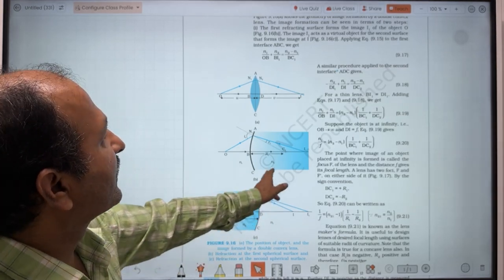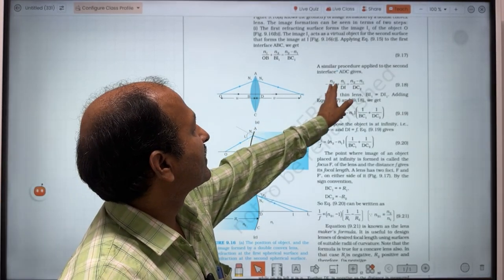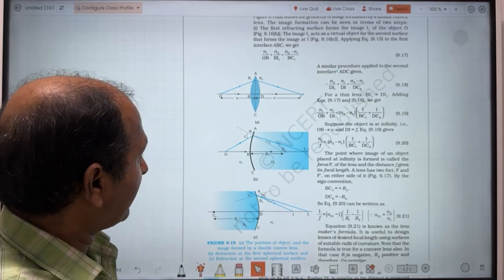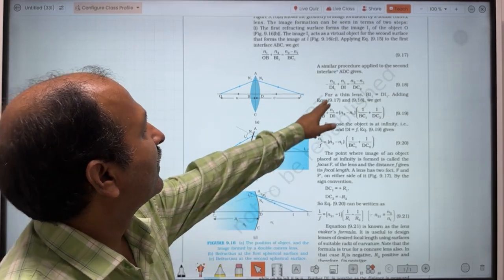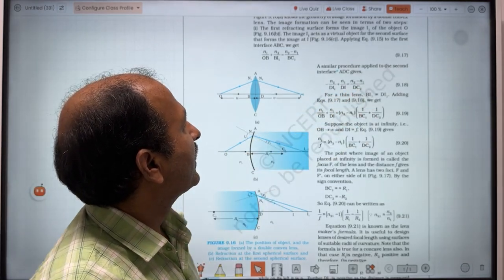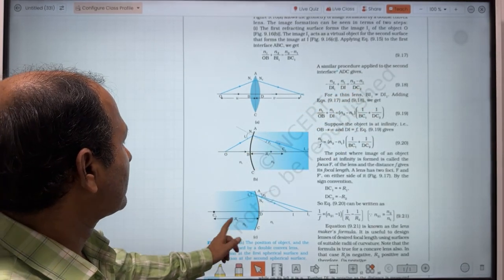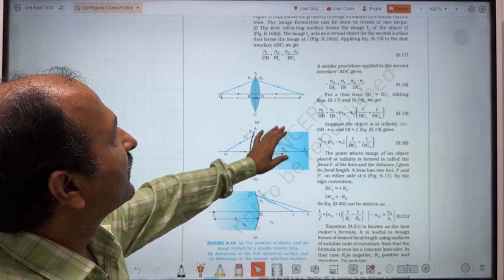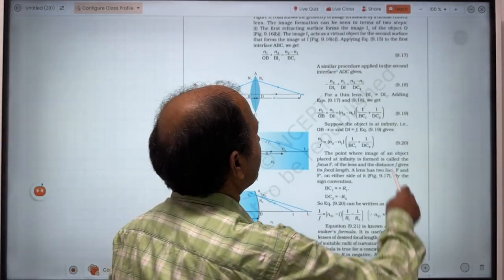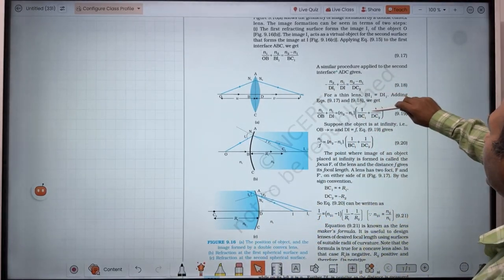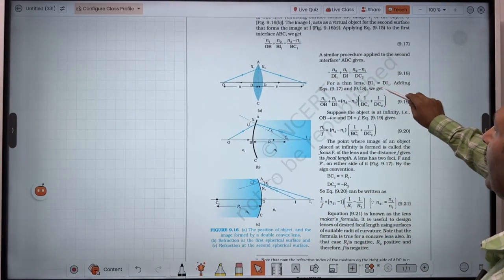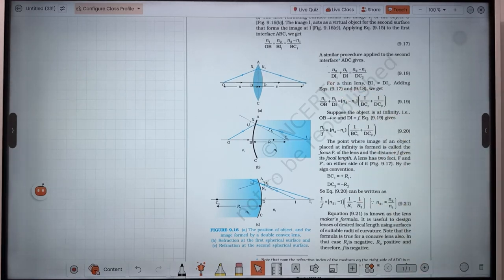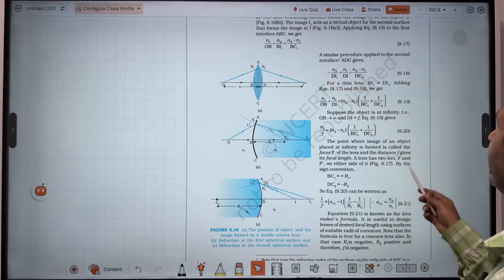So for the second surface, we write the relation minus N2 upon DI1 plus N1 upon DI equal to N2 minus N1 divided by DC2. DC2 is the radius of curvature of the second face, right? Now if we make certain assumptions, then we can write BI1 equal to DI1. It means the lens is very thin. Distance measured from B or D will be the same.